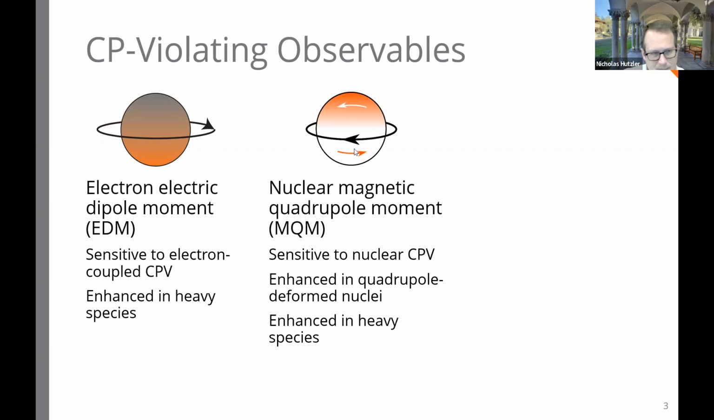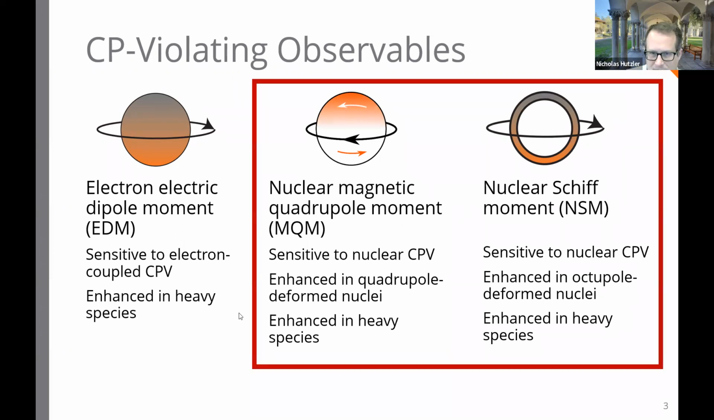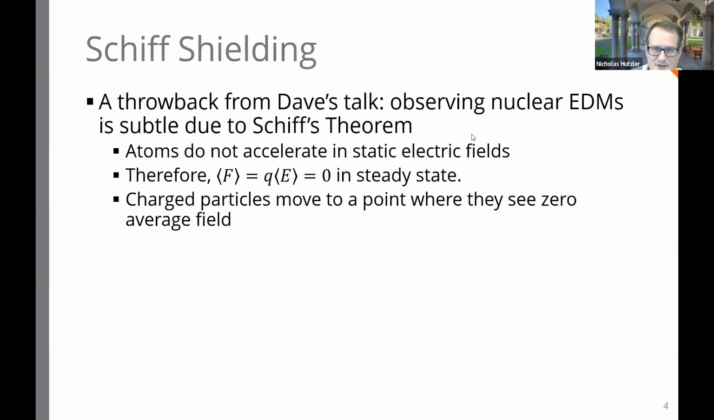There are 2 CP violating observables that arise from the nucleus that you can look for in molecules. One is a nuclear magnetic quadrupole moment, and the other is a nuclear shift moment. I'll say a little bit about both of these, and then how you'd go about looking for them. So I'm going to focus on these two here. It turns out all the methods used to look for all of these are very similar, but the type of science you can explore is different.